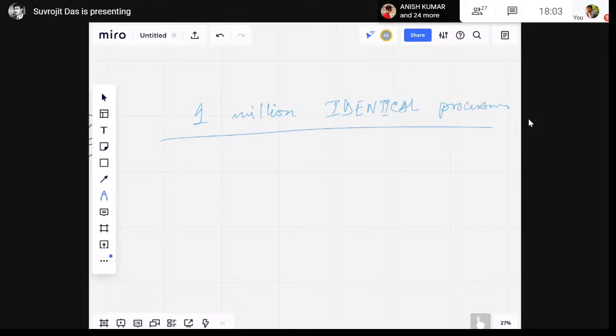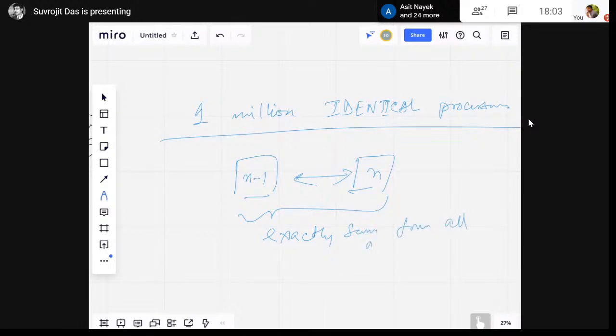There's no way in which you can distinguish processor N minus 1 with processor N. They are exactly the same from all aspects. All what aspects? Computational aspects.